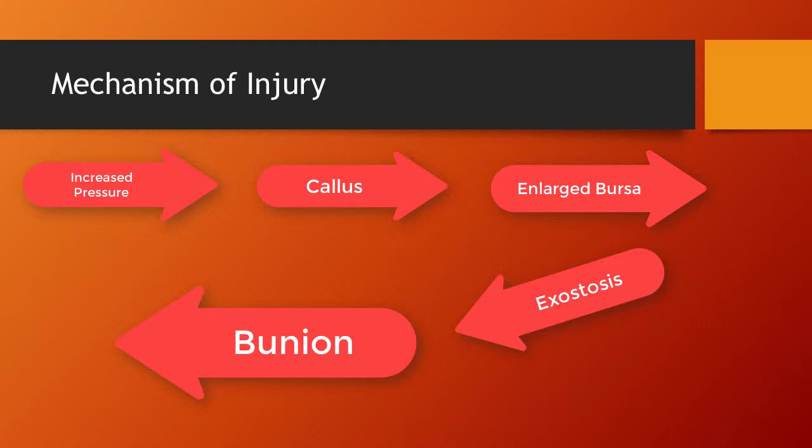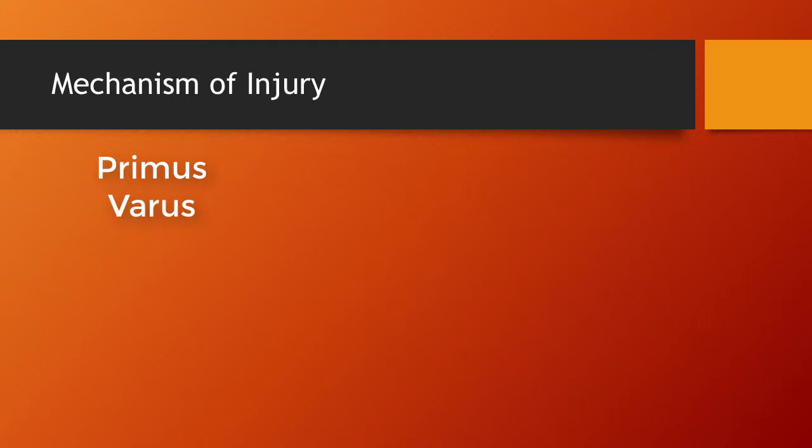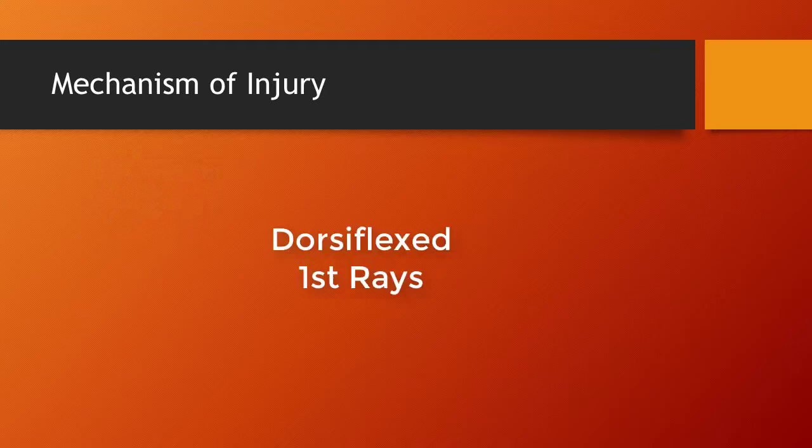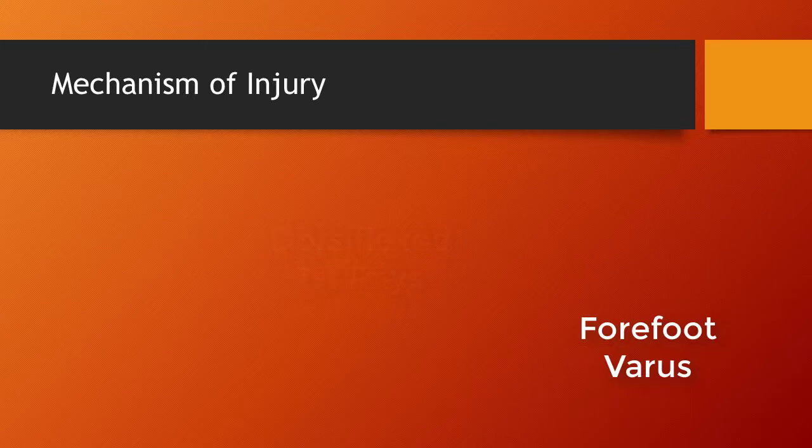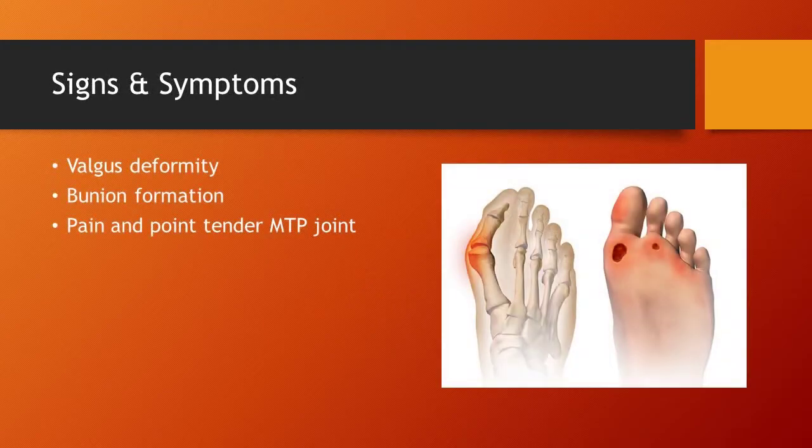Additionally, about 80% of metatarsals are considered primus varus, which means they have a greater than 15-degree angle of the first metatarsal. So then you end up with folks having problems who have this issue, as well as those who have dorsiflexed first rays and forefoot varus. Signs and symptoms, again, are going to be that valgus deformity, some type of bunion formation, and those individuals tend to have pain and point tenderness at that MTP joint.